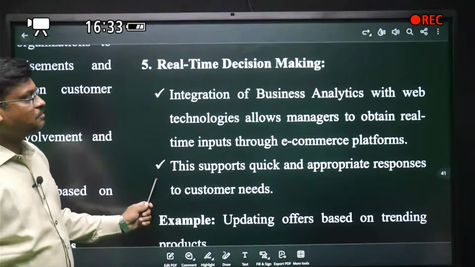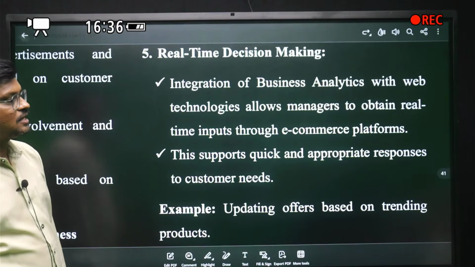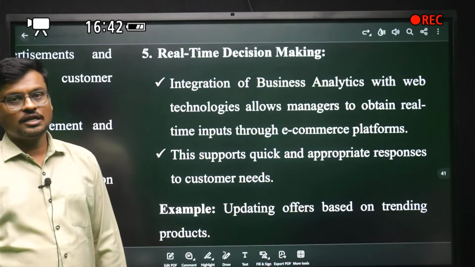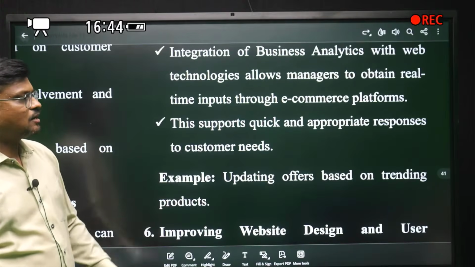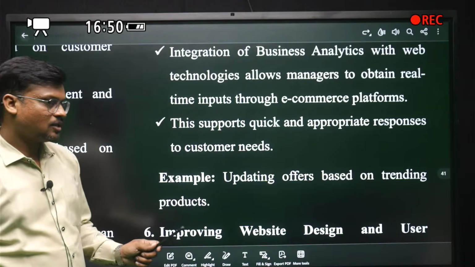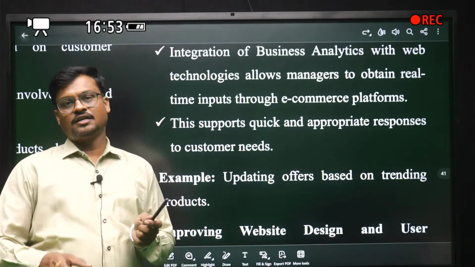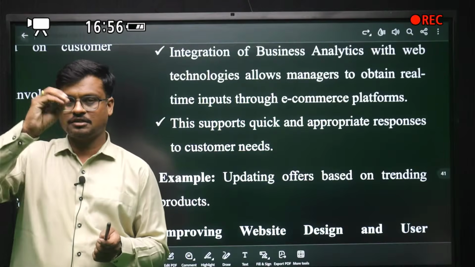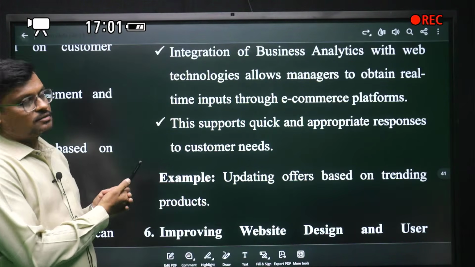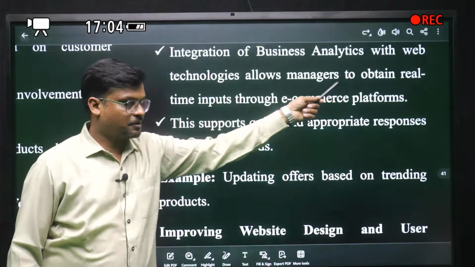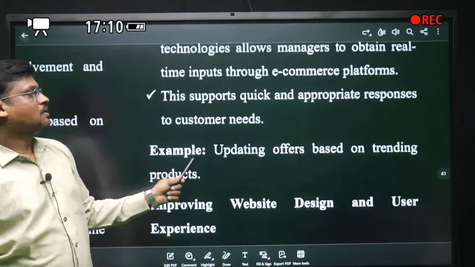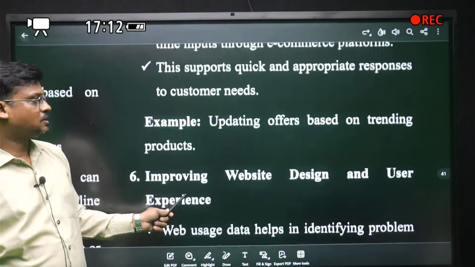Fifth one, real-time decision making. Integration of business analytics with web technologies allows managers to obtain real-time inputs through e-commerce platforms. This supports quick and appropriate responses to customer needs. Again, the best example: go to Google and search for any product. Within 5-10 minutes, the same product is displayed in your Instagram, the same product is displayed in your web page. That is your real-time analysis done here. So the managers obtain real-time inputs through e-commerce platforms and it will be pushed into your newsfeed. This supports quick and appropriate responses to customer needs.